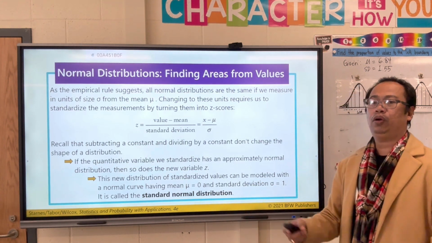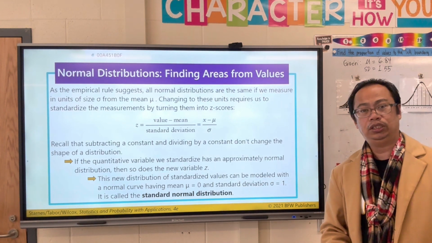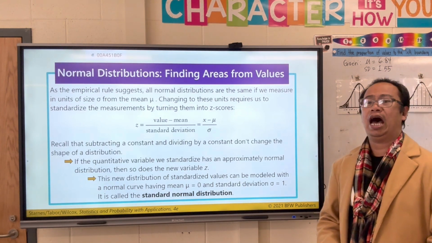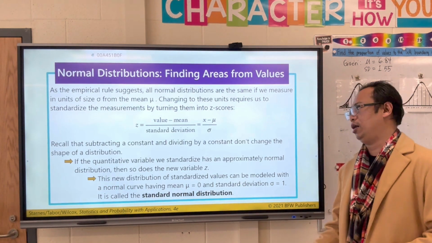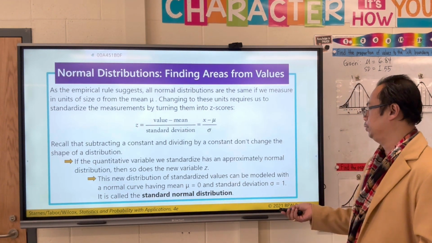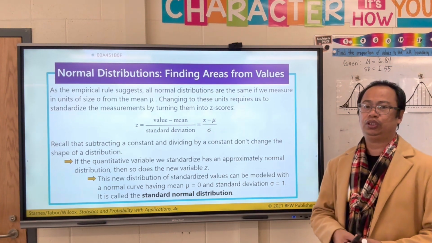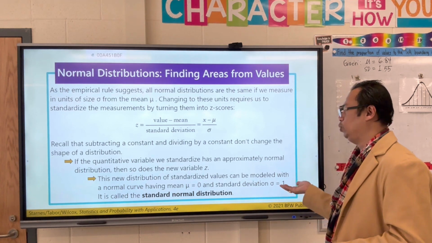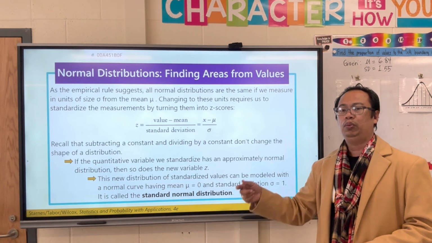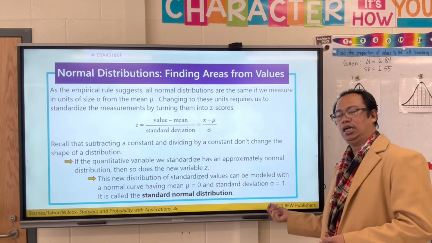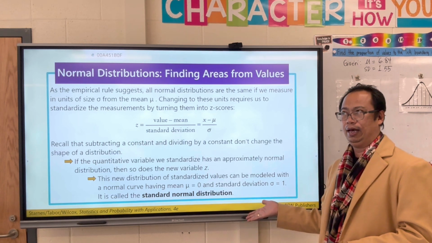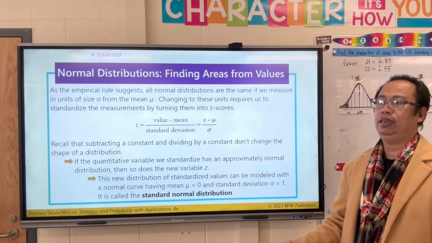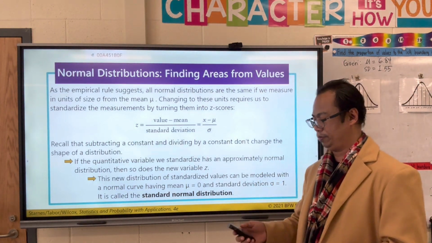Okay, so earlier we used the original value, or what we call the given value, because those are the unstandardized normal distribution. In the standardized normal distribution, the only difference is here: we have mean 0 and standard deviation 1. So that's the difference between the two. While in the unstandardized, we use the given value of the mean and the given value of the standard deviation.